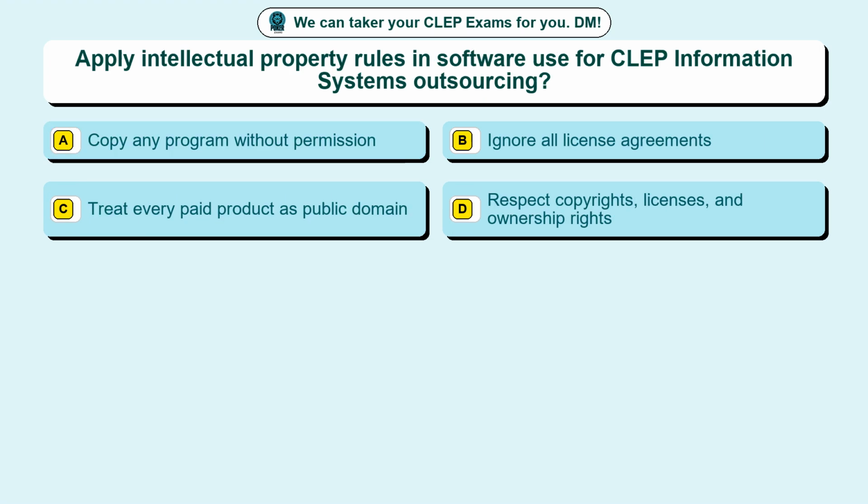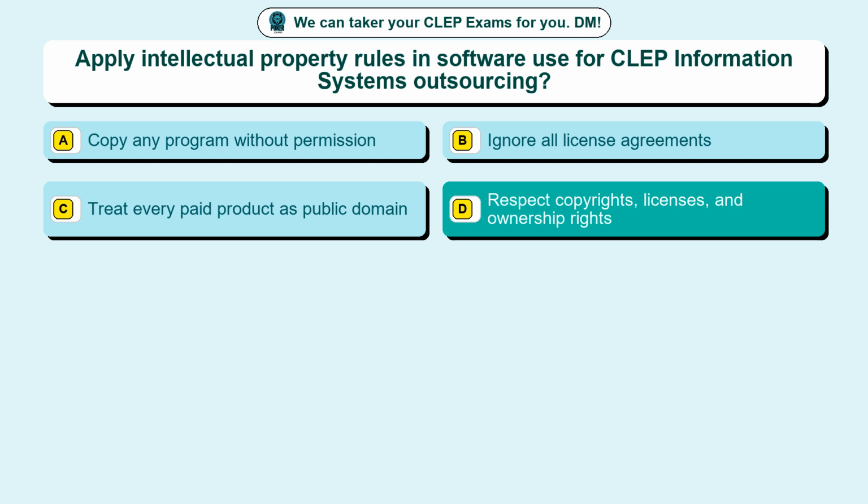Question 98. Apply intellectual property rules in software use for CLEP Information Systems outsourcing. Option A. Copy any program without permission. Option B. Ignore all license agreements. Option C. Treat every paid product as public domain. Option D. Respect copyrights, licenses, and ownership rights. The correct answer is option D.